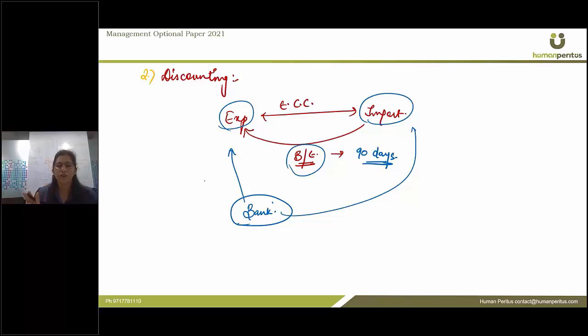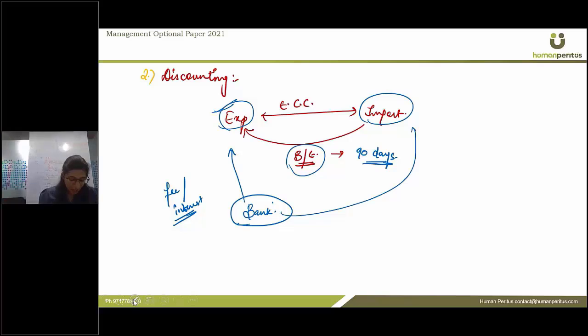This is why it is called discounting. The bank would charge some fee or interest, give him the payment, and then later take the whole amount from the importer. Because it is discounting, the exporter would not get the full amount he was supposed to get from the importer. So he has to pay some fees or interest in that case.